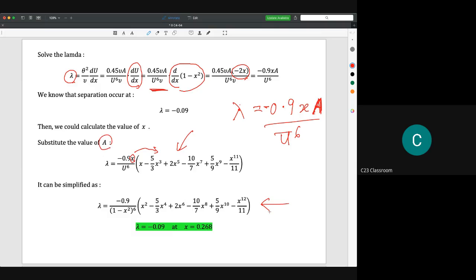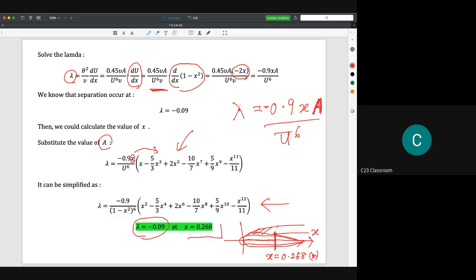Then with this equation, we need to calculate the value of x that makes lambda equal to negative 0.09. We found that x is equal to 0.268. This means that if our object here might be an aerofoil and so on, the separation occurs at x equal to, for example, this is an x-axis, 0.268 meter. So this is where the separation starts to occur.